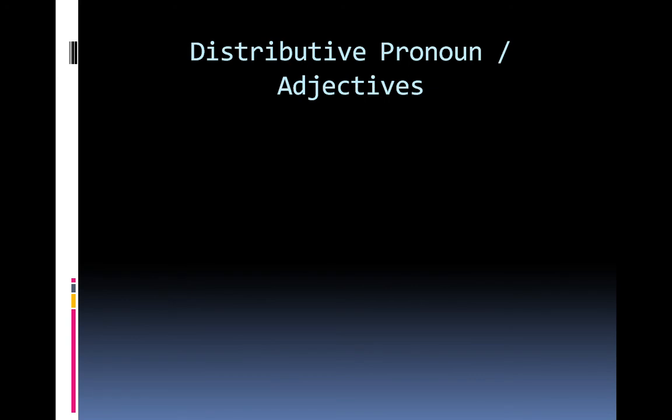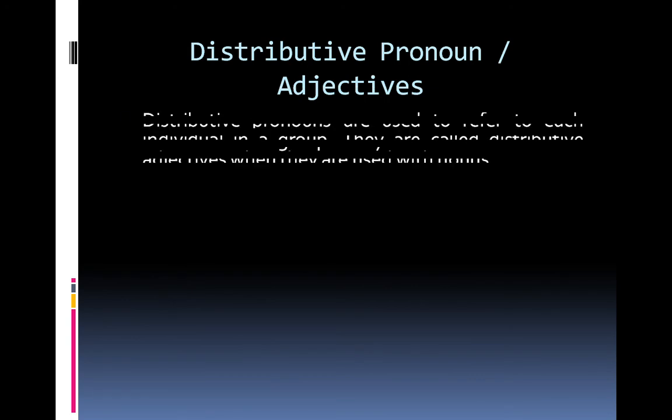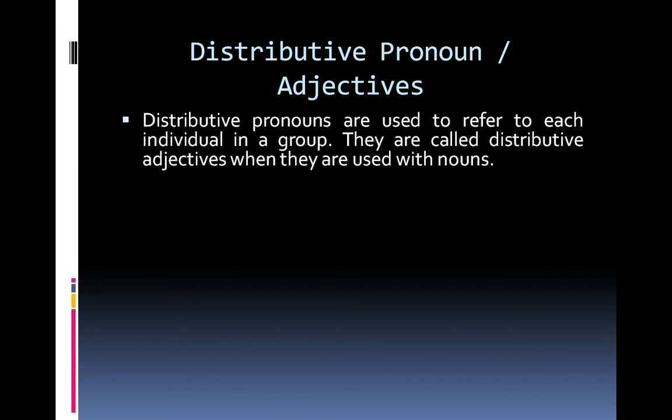The next type is distributive pronoun. We learned them in combination with distributive adjectives. Distributive pronouns are used to refer to each individual in a group. They are words in a very limited number. We'll take a look at them in the examples. They are called distributive adjectives when they are used with nouns. The tip is the same, the simple tip. Whenever they are used with nouns, they are adjectives, and whenever they are not followed by nouns, they are pronouns.